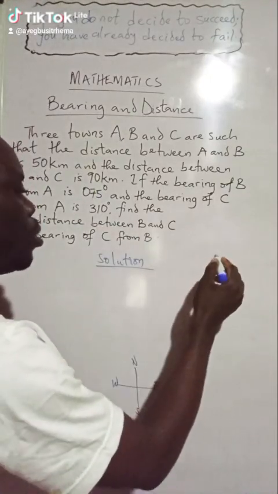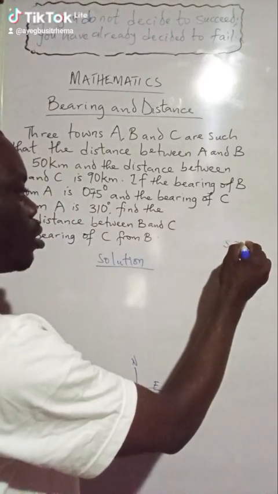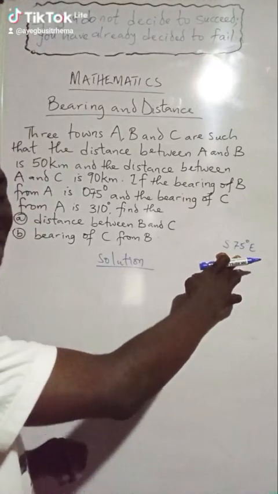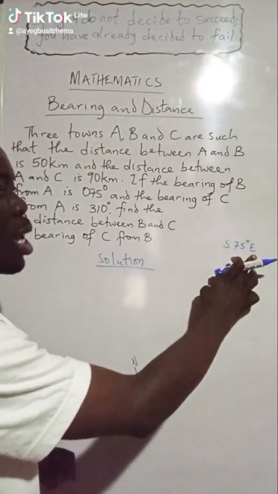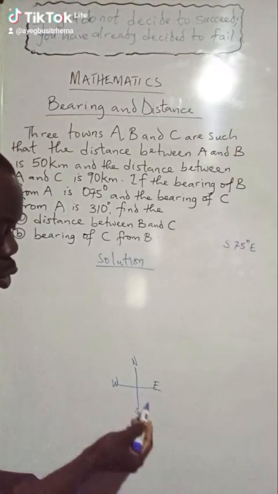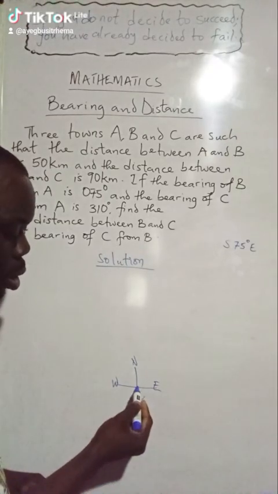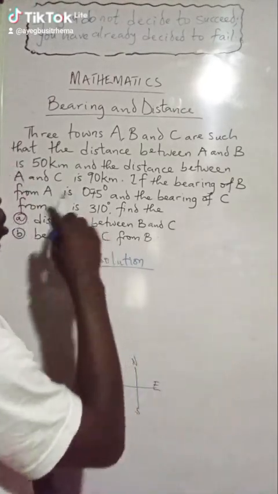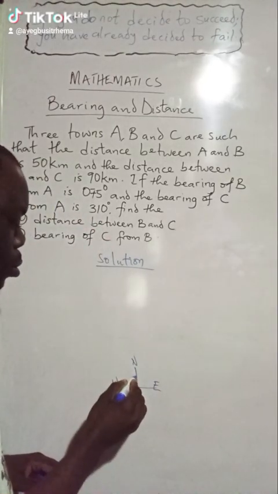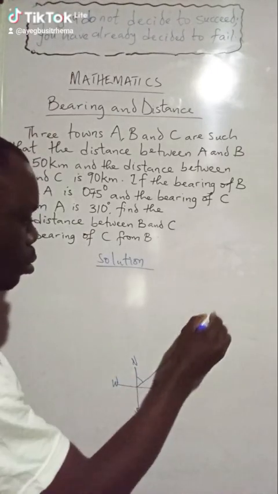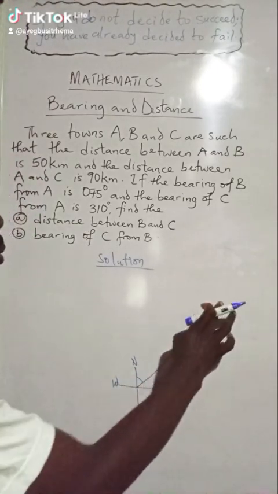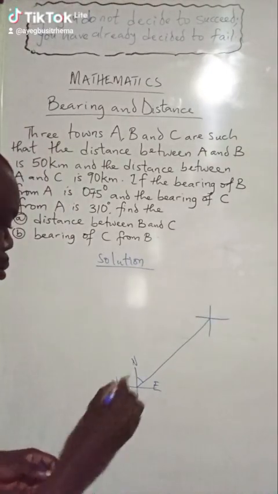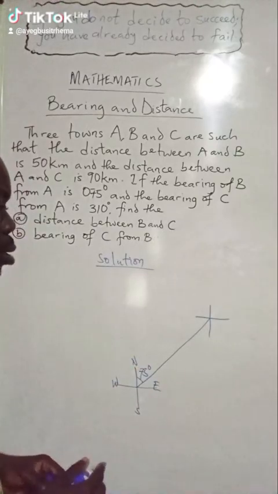This is different from when it is written this way: south 75 degrees east. This means that it is now specific that it is between south and east. All right, meaning that you are going to start from south and then follow in that direction. But now this shows that it starts from north. So 75 degrees moves this way. So you have this. This is 75 degrees. Alright?